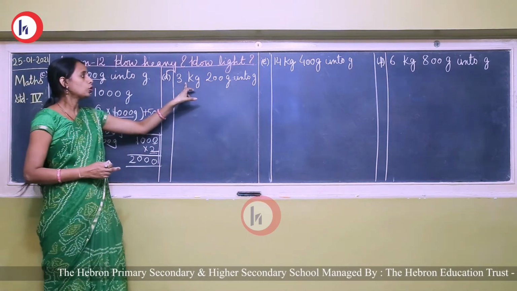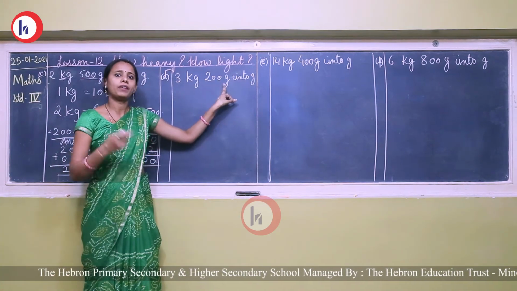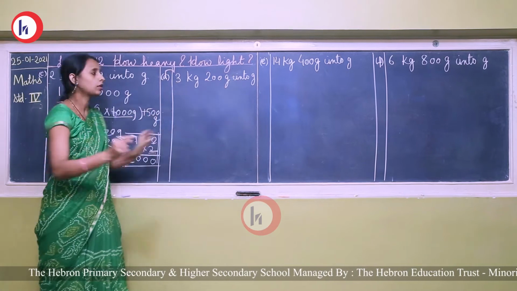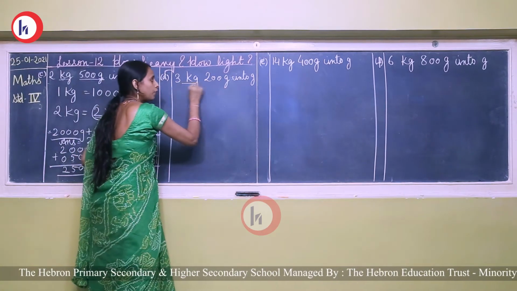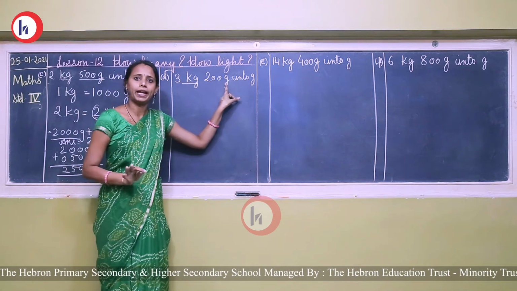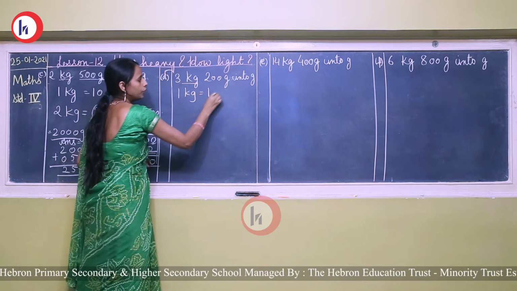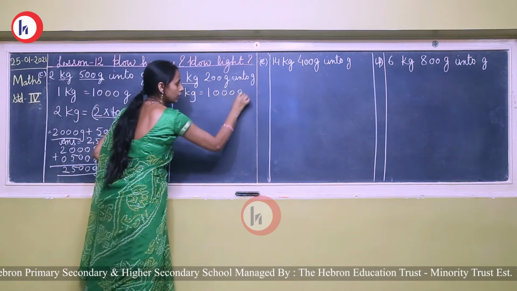So here also two units, both units are given, that means kilogram and gram दोनों दिया हुआ है and we have to convert in gram. So first always remember one thing, we have to convert only kilogram into gram because ये तो already convert ही है. So 1 kilogram is equal to 1000 gram.